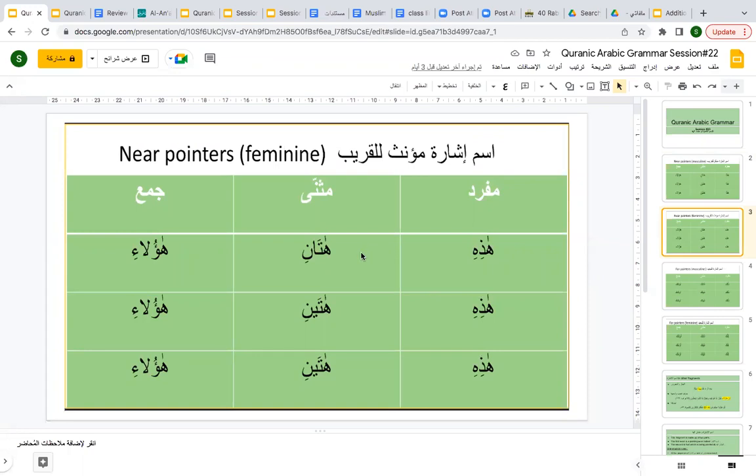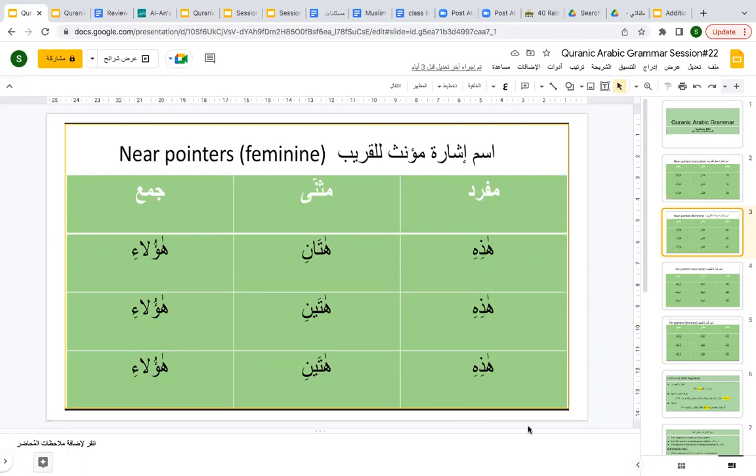Near pointers that are feminine. Assalamu alaikum warahmatullahi wabarakatuh. Hadihi, hatani, haulai. We can do the whole thing vertically, so that everyone knows that this is going to remain the same in all three statuses. Hadihi, hadihi, hadihi, hatani, hataini, hataini, haulai, haulai, haulai. Jazakallah. Barakallahu feek. Very well done.